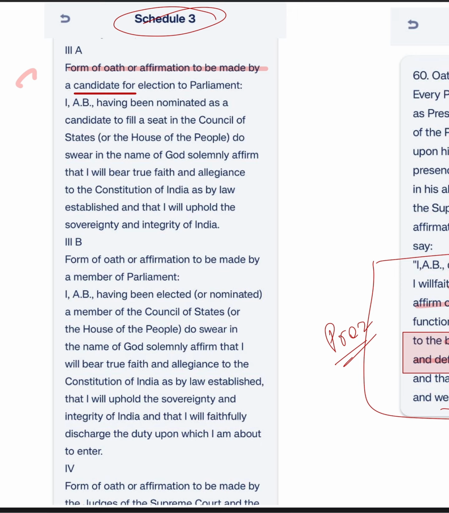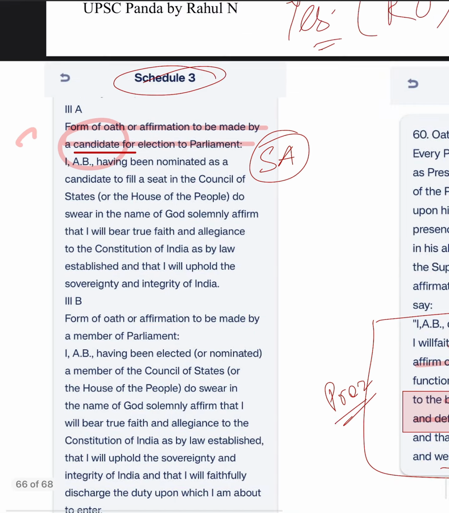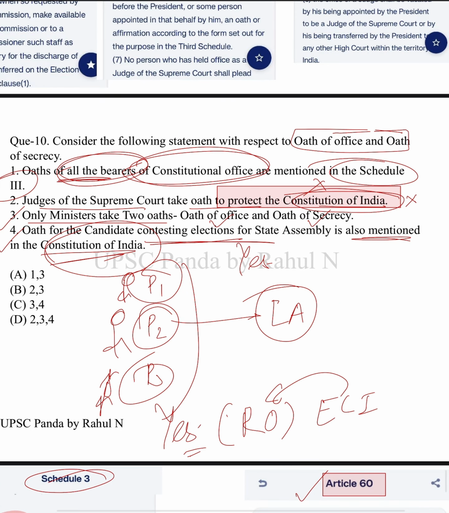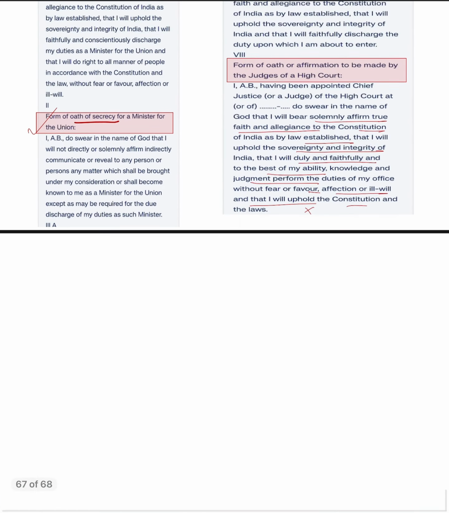Form of oath or affirmation to be made by the candidate for the election to the Parliament. ऐसे ही Parliament का है, वैसे ही उसका भी है, State Assembly का भी है. ठीक है, दोनों का है, that is mentioned in Schedule 3 of the Constitution. So वो candidate भी oath लेता है. So this statement is also correct. So first is all the office bearers, not correct. Judges take oath, no. 3 and 4 is the correct answer. Answer is C.